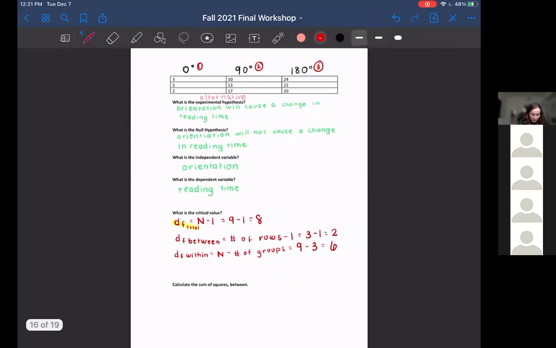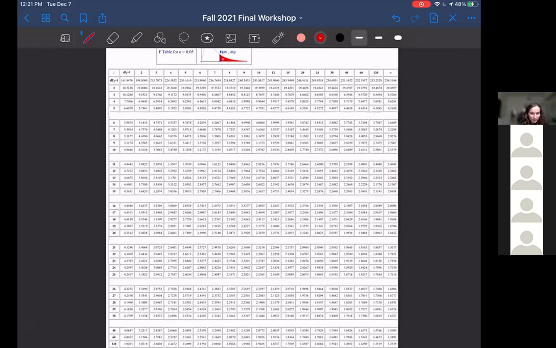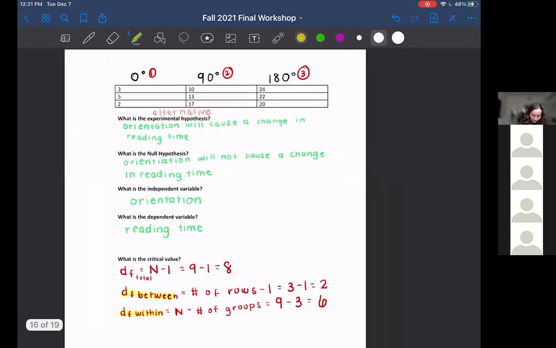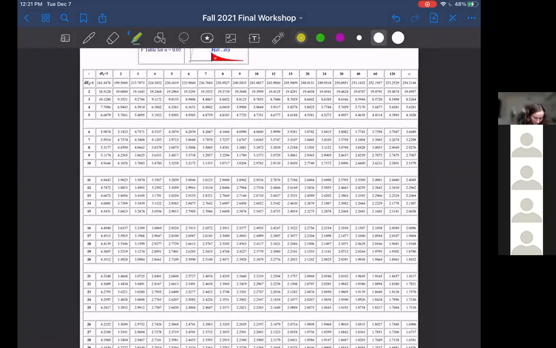So let's go to our table. So I know this is a very large table. Sorry, I told you that backwards. You don't care about degrees of freedom total. You only care about degrees of freedom between and degrees of freedom within. So okay, the top part is degrees of freedom between, like this row, and then this one or that one is degrees of freedom within.